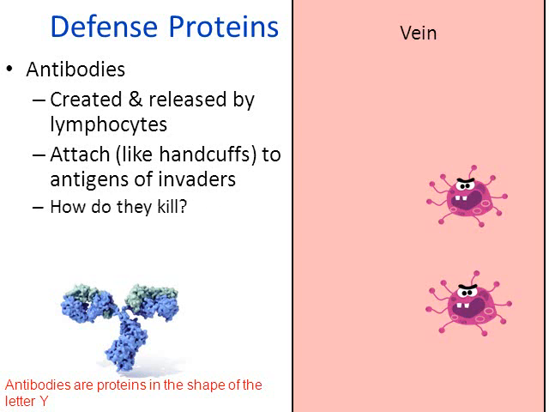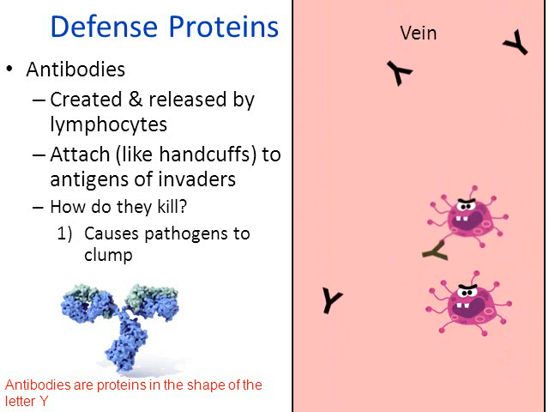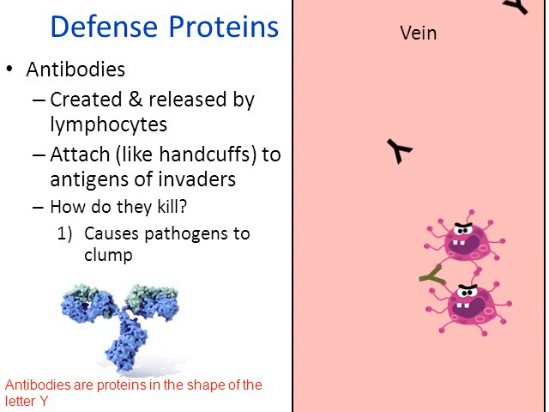So how do they actually kill? Well, in my animation, there are these Y-shaped molecules called antibodies traveling through our blood. And notice the black and yellow one, the one that's flashing. It just attached to an antigen of the virus on the top. My notes say that antibodies will cause pathogens to clump. So the antibodies will actually cause those 2 viruses to clump together. The antibody is actually holding on to those 2 viruses like handcuffs. So they're really trapped. They can't spread. They can't get away.